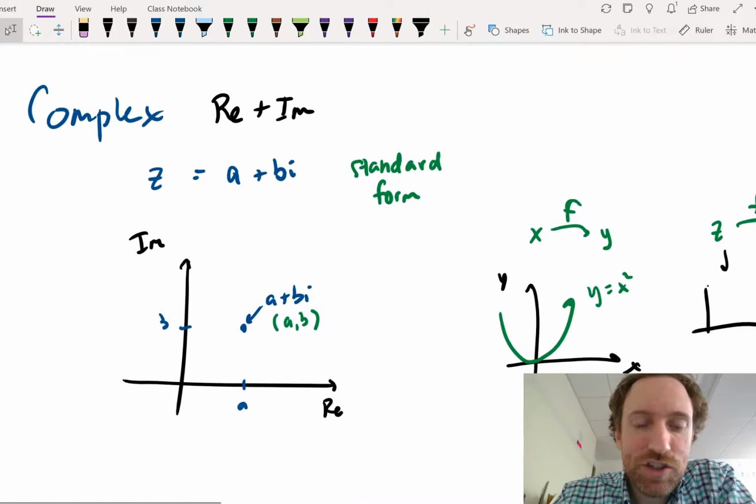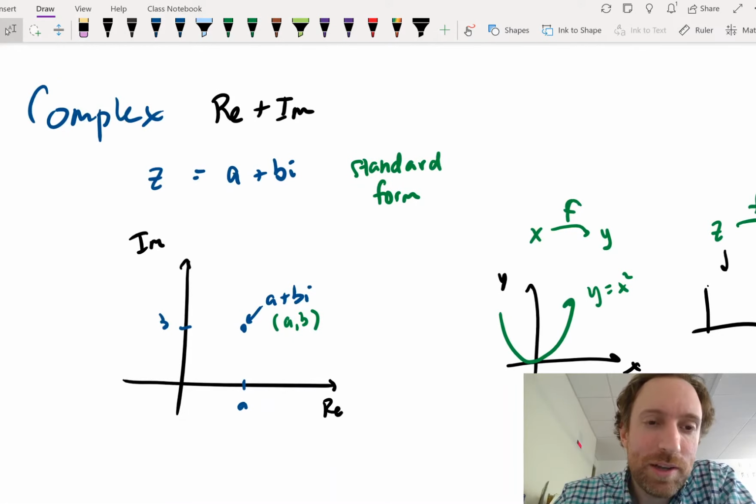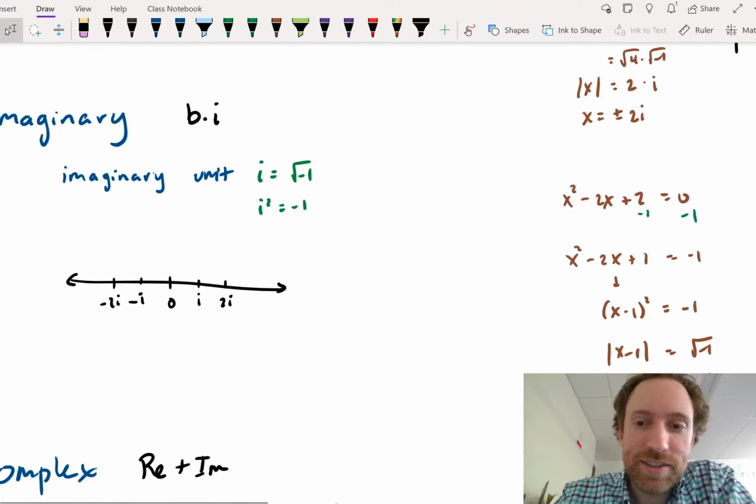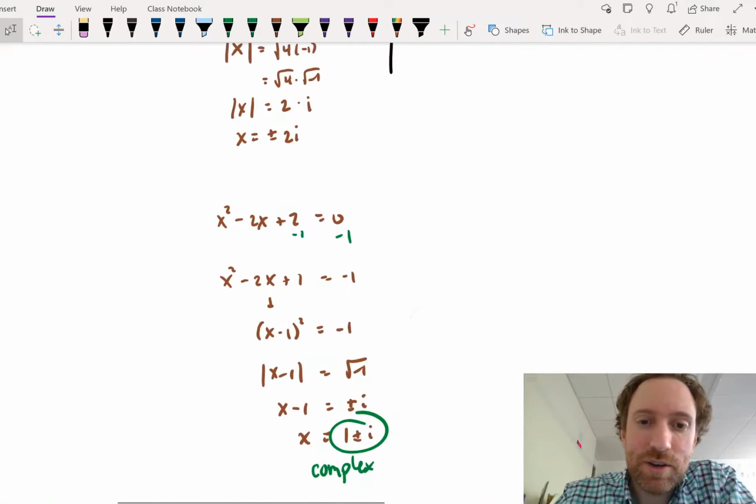My goal now is to show you what exactly you need to know about complex numbers that might show up on the test. First thing is how to write them.